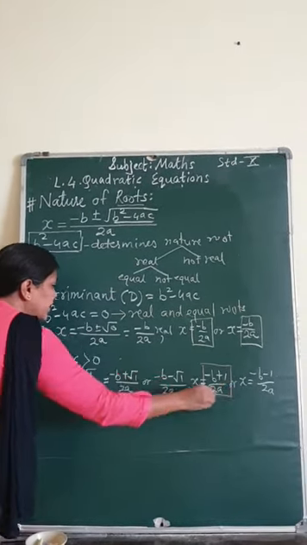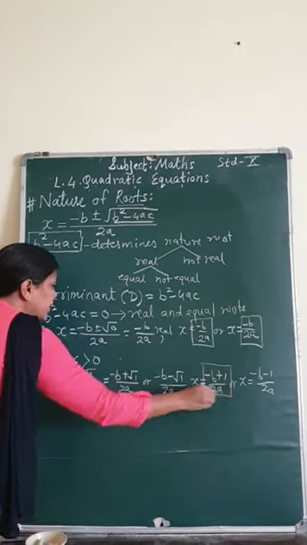Now the third case. If we have b square minus 4ac smaller than 0, what kind of roots do we get? For example, x is equal to minus b plus or minus the square root of, in brackets, something smaller than 0, say minus 1, upon 2a.